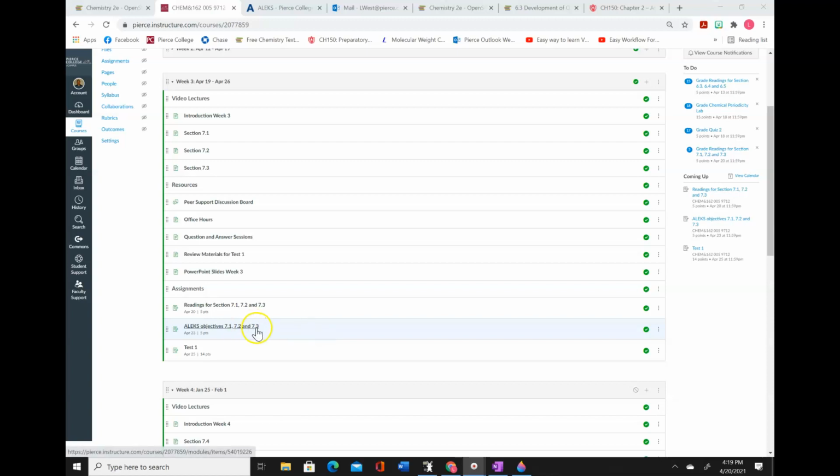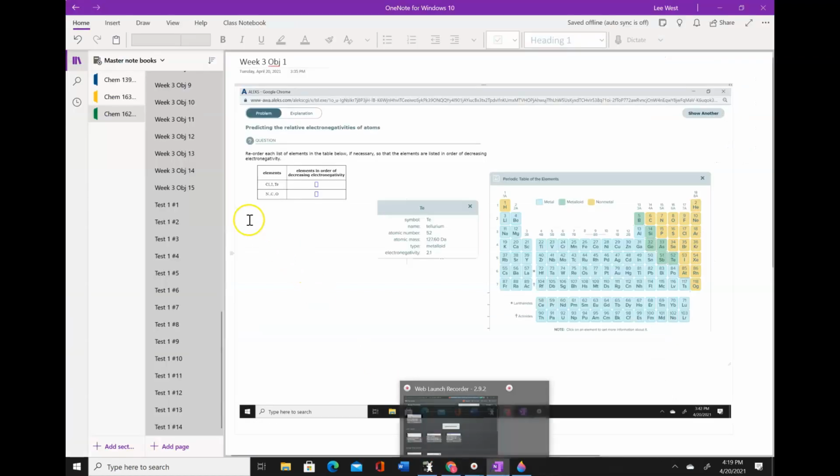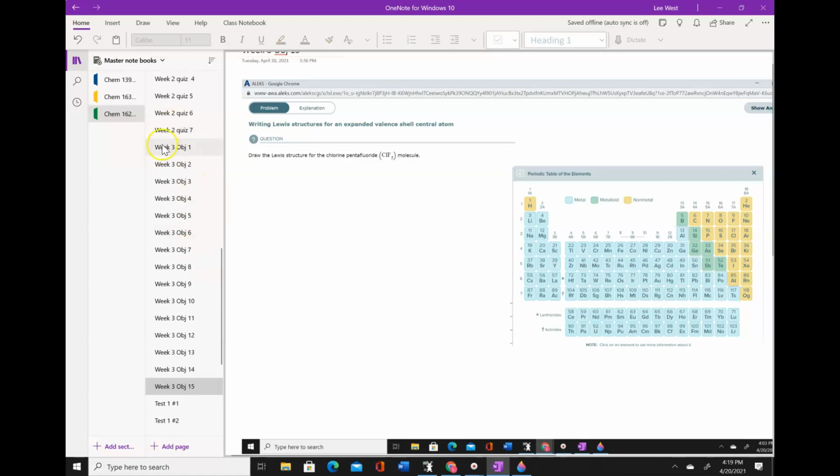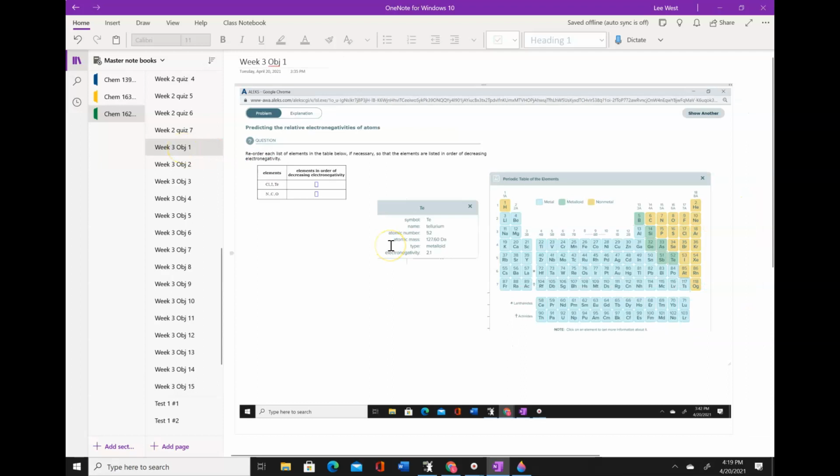And then we look at, it's kind of a review topic, the basics of constructing what we call Lewis structures. So there are 15 ALEX objectives this week, and I'm going to work through an example of each of them. So let's see what we've got here.